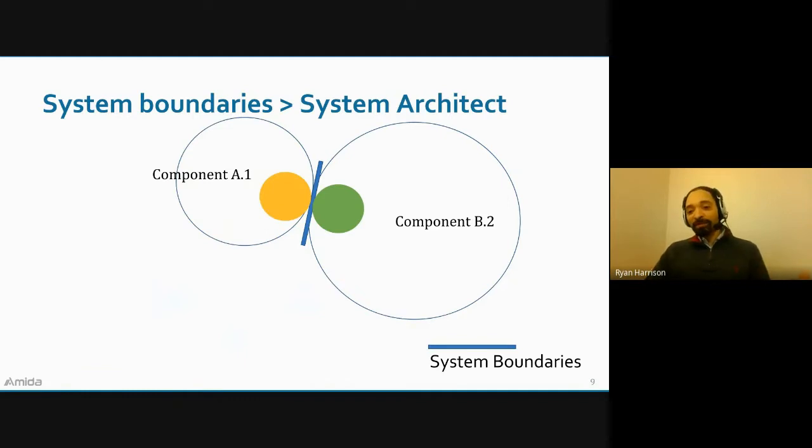So we have sort of project A or program A and program B. We're looking at two specific components. Let's call it component A1 and component B2. The enterprise architect has said there should be a system boundary here, but has left it kind of up to that lower level architect, system architect, to say what that boundary should be, to kind of the definition for it.